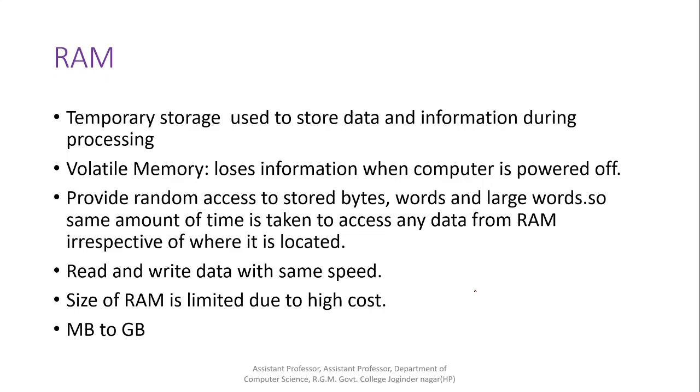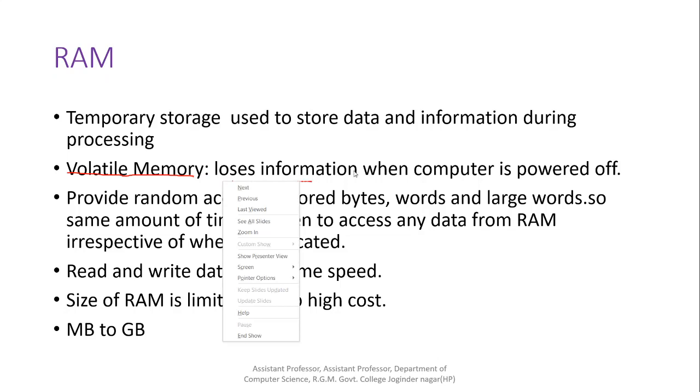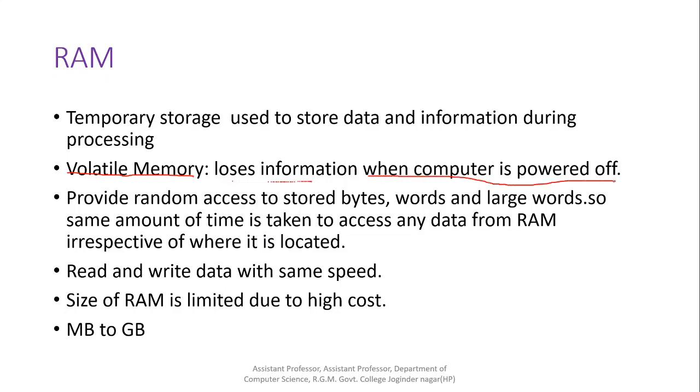Random access memory is a temporary storage used to store data and information during processing. It is a kind of volatile memory. Volatile memory is memory that loses information when the computer is powered off, so when the power goes off, this RAM loses information. It provides random access to the stored bytes, words and larger words. The same amount of time is required to access any data from RAM irrespective of where it is located.